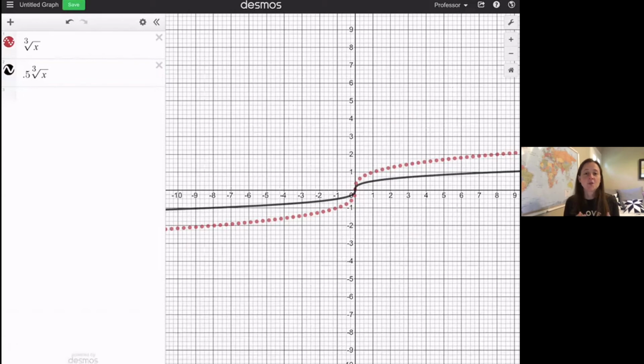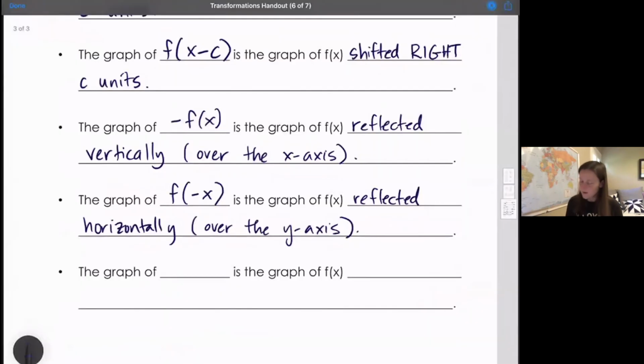Okay, so vertical stretches and shrinks happen when you multiply by a number. If the number is bigger than 1, it's going to stretch. If it's smaller than 1, it's going to shrink. A good way to remember the difference between stretches and shrinks is to think about multiplying your paycheck by a number. If I multiply your paycheck by 3, I'm stretching it. If I multiply your paycheck by 1/2, I'm shrinking it. Let's go write this rule down.